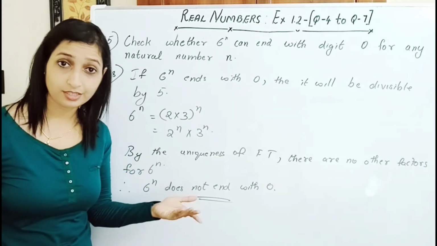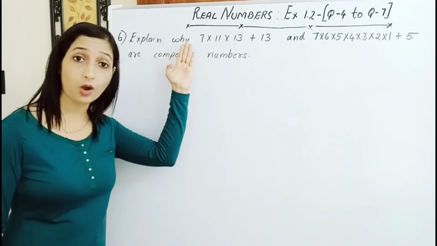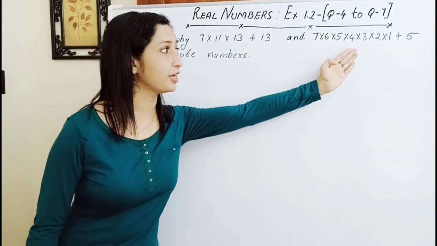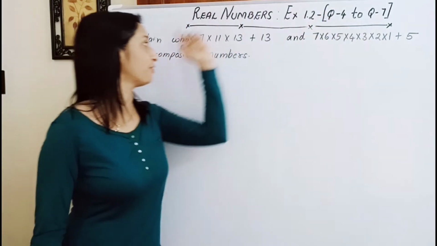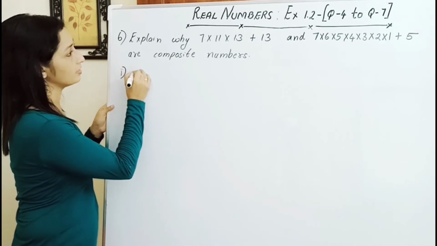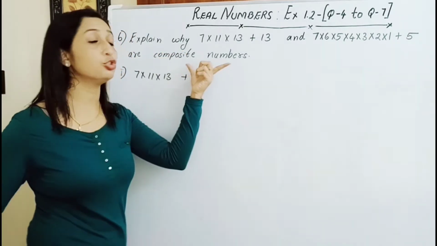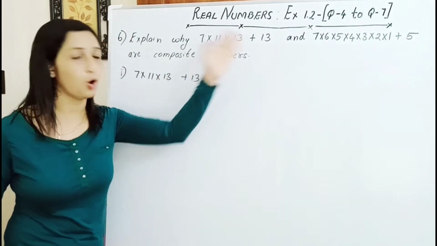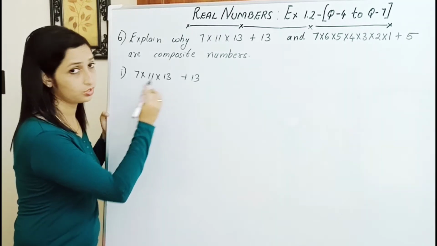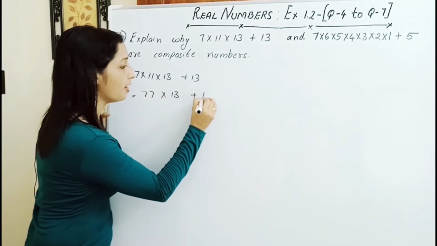So now let's move on to our next question, which is 6. So this is our 6th question, which is: explain why 7 into 11 into 13 plus 13 and 7 into 6 into 5 into 4 into 3 into 2 into 1 plus 5 are composite numbers. So let us take the first part. So first part, it is 7 into 11 into 13 plus 13. We need to show why we can write this as a composite number. How can I write 7 into 11? We get it as 77 into 13 plus 13.